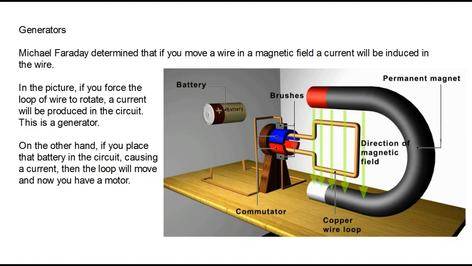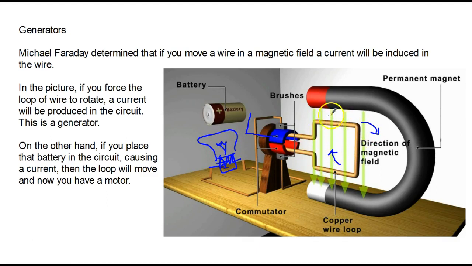Generators and motors are very similar. This is a picture of a generator and a motor. Michael Faraday determined that if you move a wire in a magnetic field, a current will be induced or generated in that wire. In the picture, if I had a crank handle like here, and I were able to turn that and make this loop rotate in this magnetic field, there would be a current. I could put a resistor here or a light bulb. Here's the filament of the light bulb. I could put a light bulb here and the light bulb would glow, not grow.